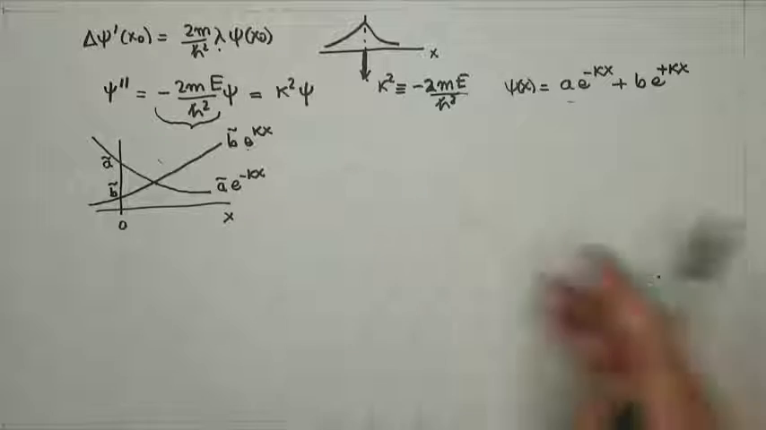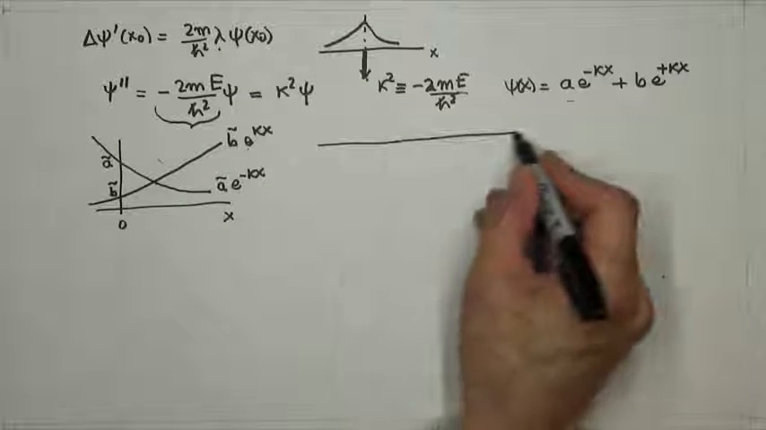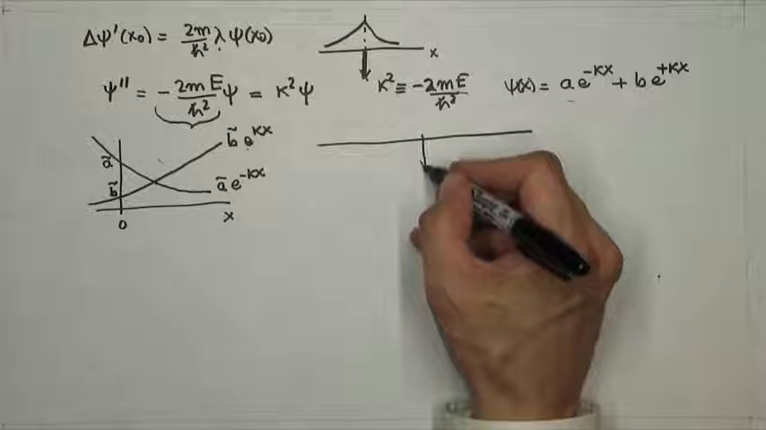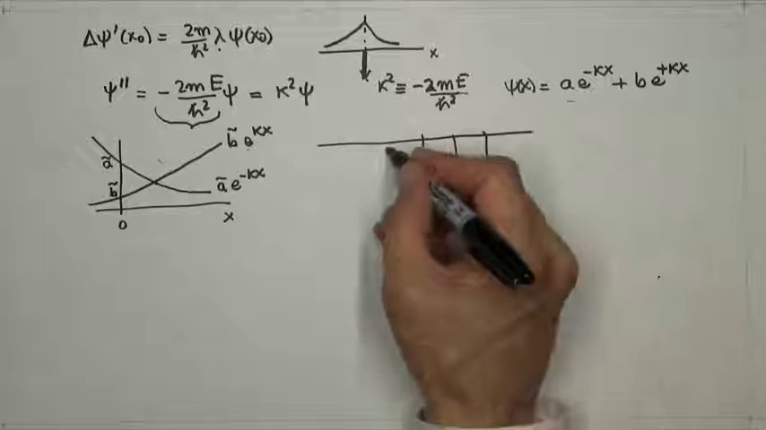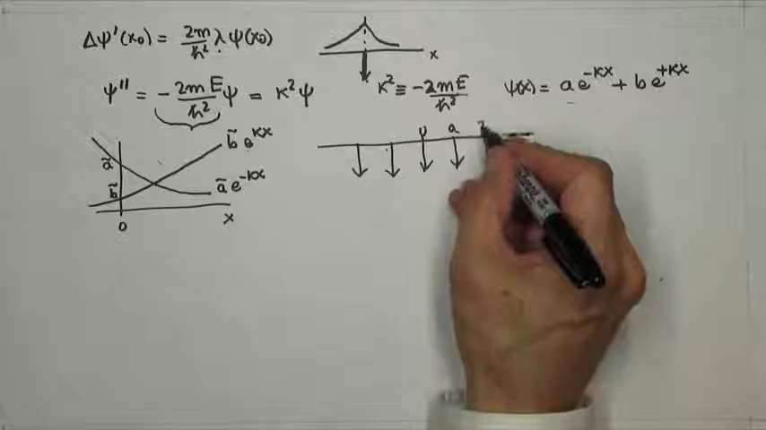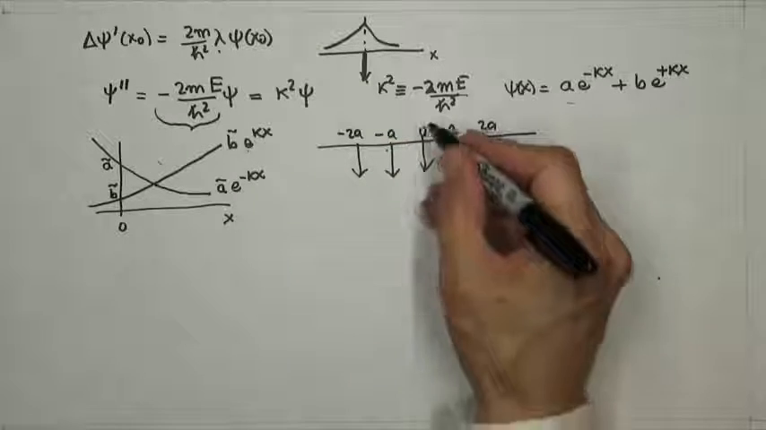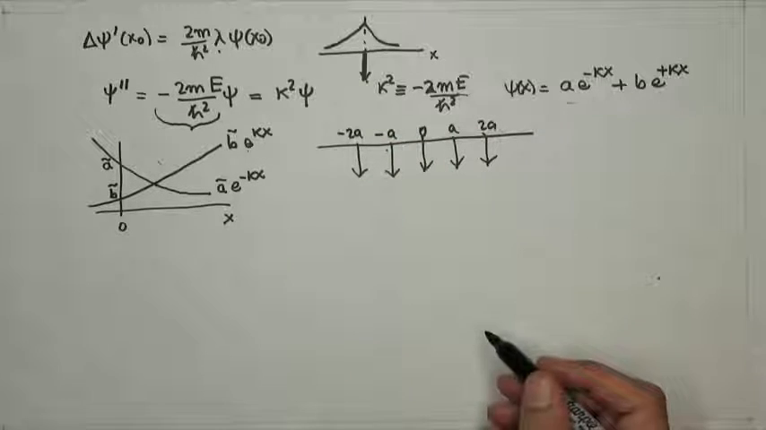So we can go back to our problem. And what was our problem? We had 5 delta functions, 1, 2, 3, 4, and 5, at 0, a, 2a, minus a, and minus 2a. And I want to make just some comments about this.